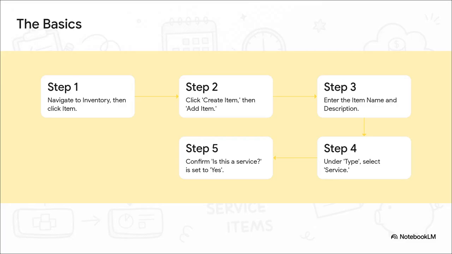Okay, let's do this. You're going to head to Inventory, then click on Item. From there, click Create Item, and then Add Item. Now, just give your service a really clear name and a good description. But the most important step here is to select Service as the type, and then make sure that the Is This a Service field is set to Yes. And that's it. The basic identity is all set.